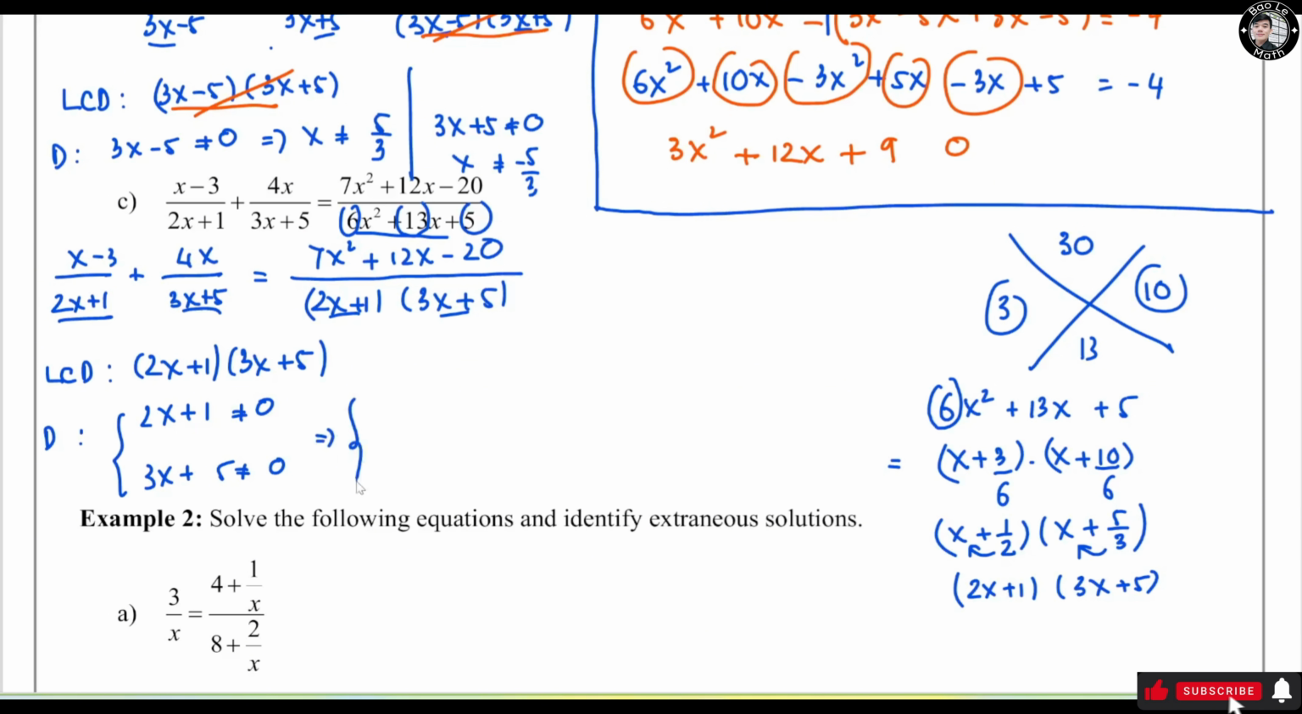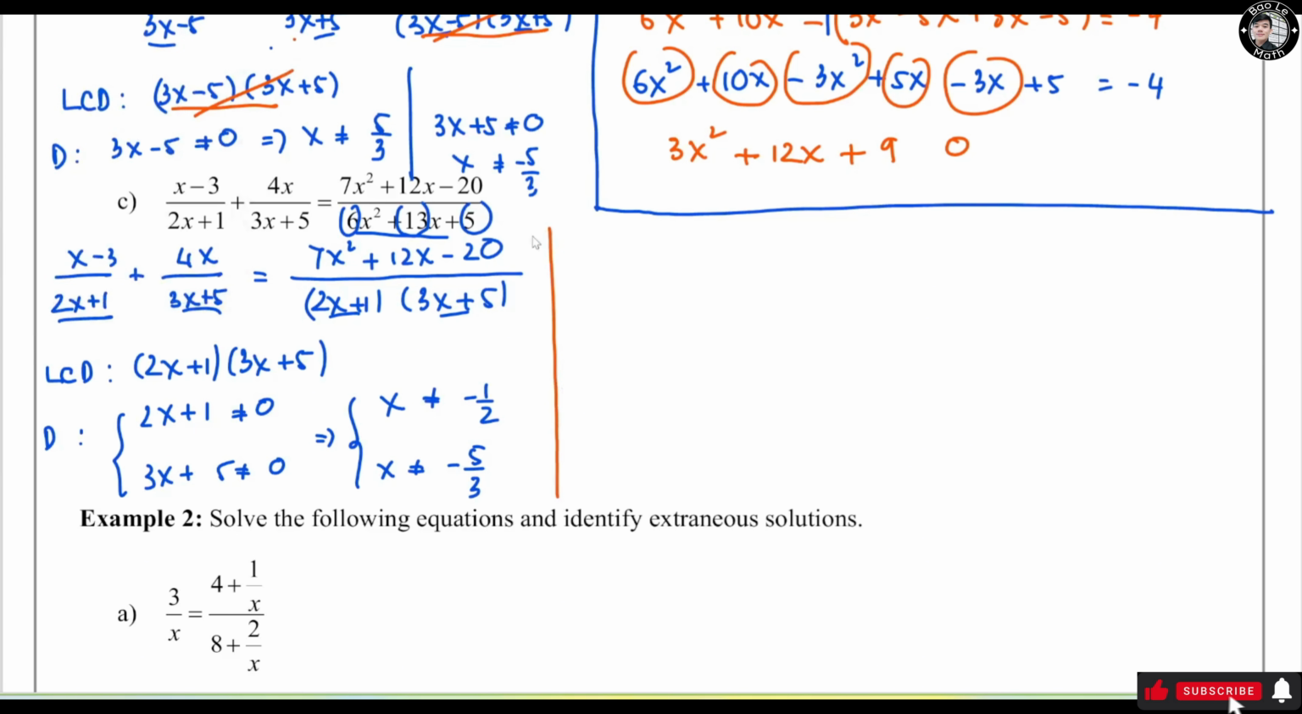We solve this one like we solve the equation. So we have x not equal to negative 1/2 and x not equal to negative 5 over 3. Now we're going to multiply both sides of this equation by the LCD right here. So we have 2x plus 1, 2x plus 1 cancel out. We only have 3x plus 5 left.